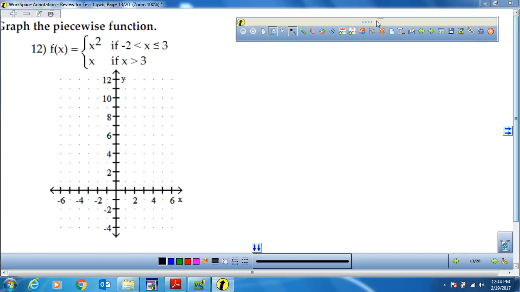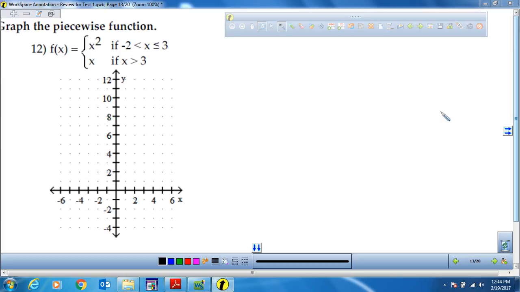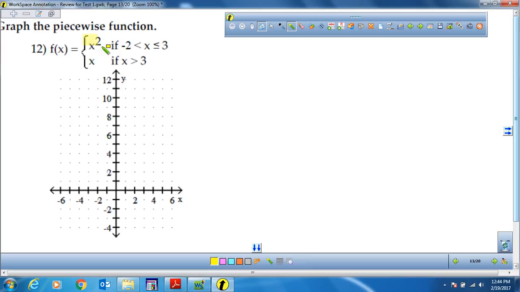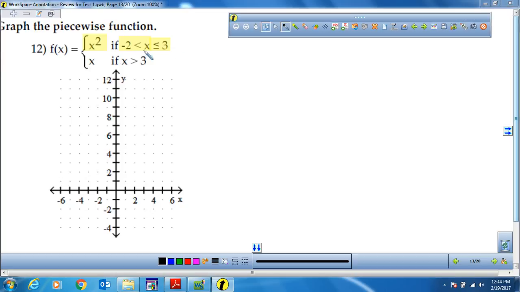For this function, we're going to graph the piecewise function f of x equals. It is a function consisting of two equations, x squared, but x squared will only contain values of x greater than -2, but at the same time less than or equal to 3. So basically it's going to contain any value between -2 and +3, including 3, but not including -2. So keep in mind that this number is not included in the graph of this function.